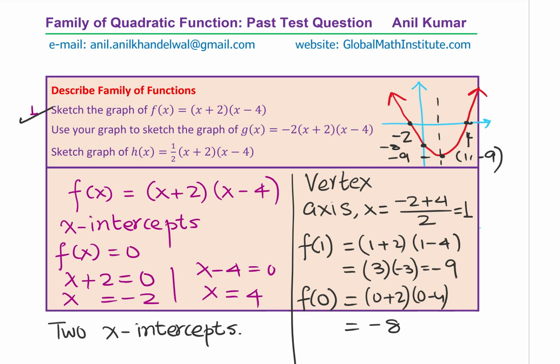How do we sketch the second graph, which is minus 2 times f of x? Do you see that?